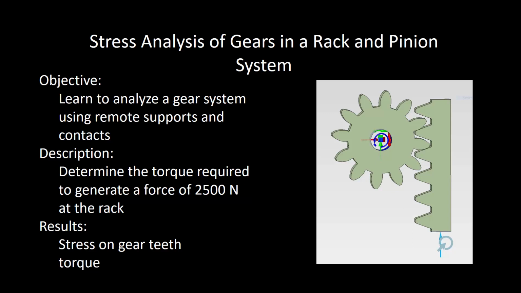We're designing a press that has to deliver a 2500 Newton force at the rack. The goal is to find the torque that the pinion must apply to the rack to generate this force. To do this, I'll work in reverse and apply the 2500 Newton force to the rack and measure the moment reaction at the inside face of the gear.